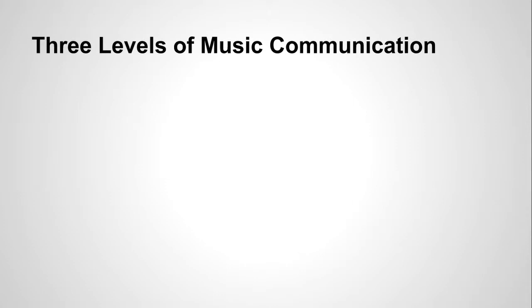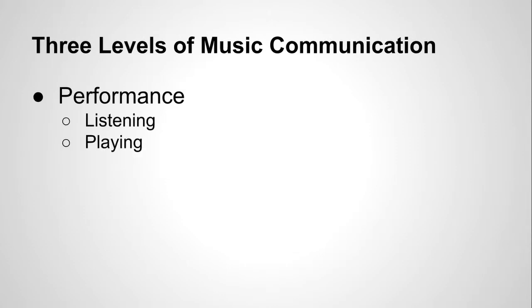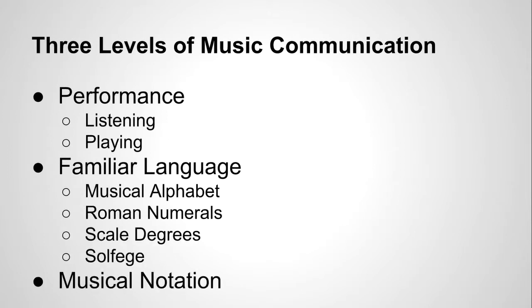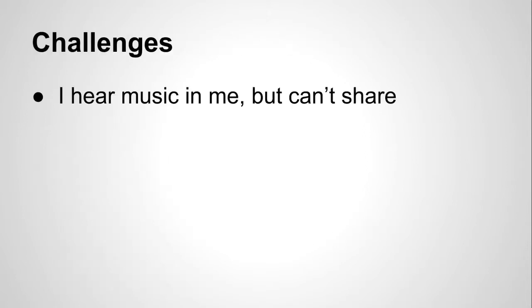So first, 3 levels of music communication. And I think with clarity of this, you will start to understand why we do what we do in this class. Performance, whether it be listening or playing, that's a way of communicating music. Familiar language is a way of communicating. In other words, using words in our English language that have musical meaning behind them, like the musical alphabet, play me a C, Roman numerals, scale degrees, solfege. And finally, the 3rd level of music communication is the music notation itself, notes on the staff and rhythms and whatnot.